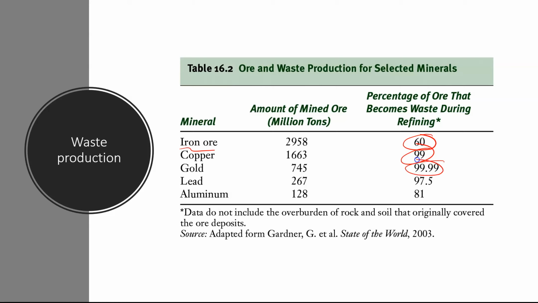Gold, 99.99%. Right? Now, notice though that the value of those metals tends to increase, right? As the amount of waste also increases. Part of that has to do with the cost of extracting that material. Notice aluminum and iron are relatively low cost metals compared to things like gold. And copper is more expensive than things like aluminum and iron as well.